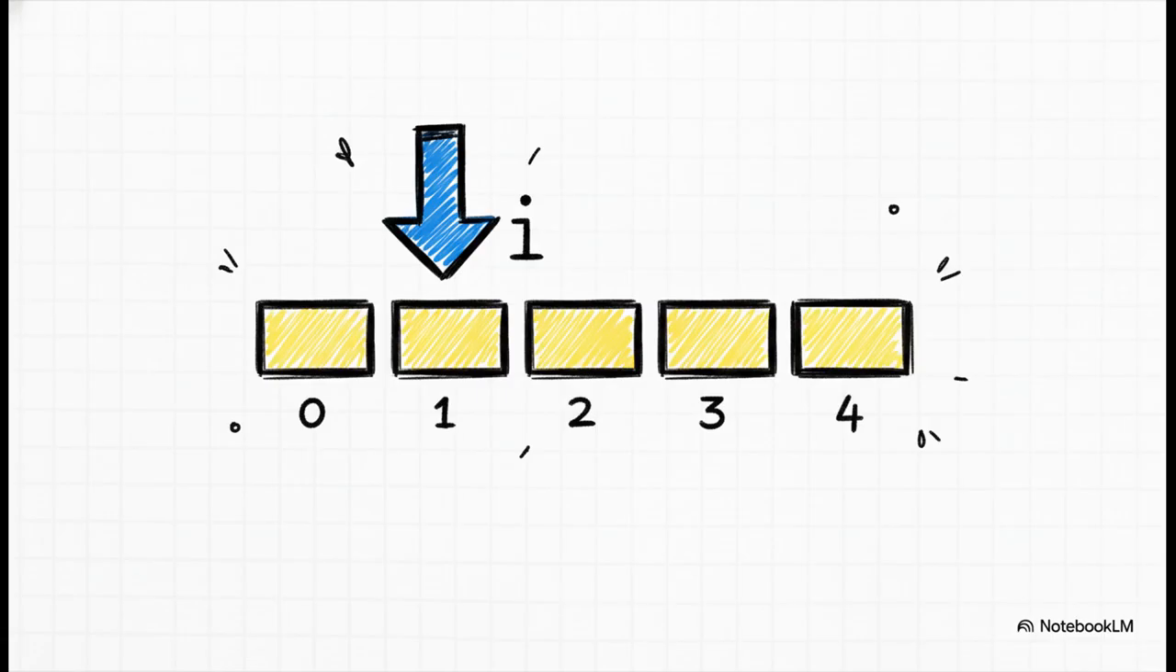Let's break it down into its 3 magic parts. First, int i = 0. That creates our counter, i, and starts it at 0, our first index. Second, i < 5. That's the condition. The loop will keep on running as long as this statement is true. And third, i++. That adds 1 to i every time the loop finishes. This simple structure lets us step perfectly through our array from index 0 all the way to 4.